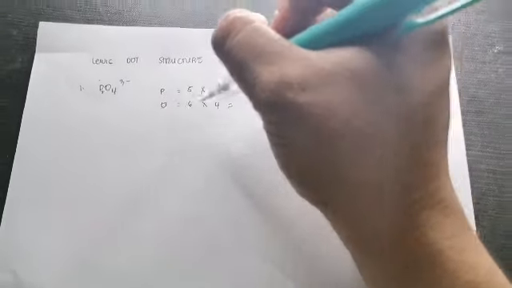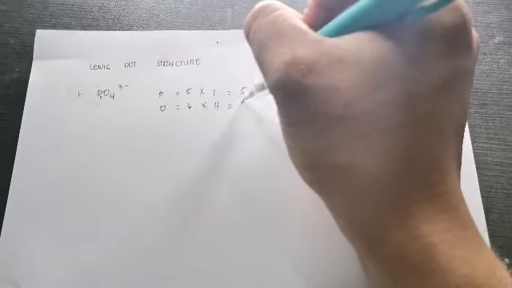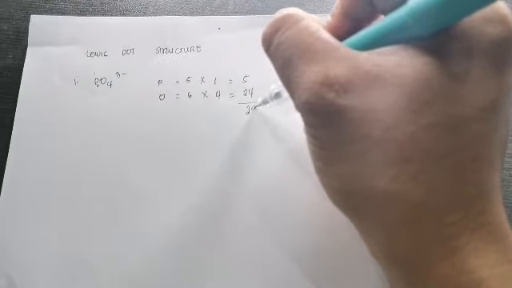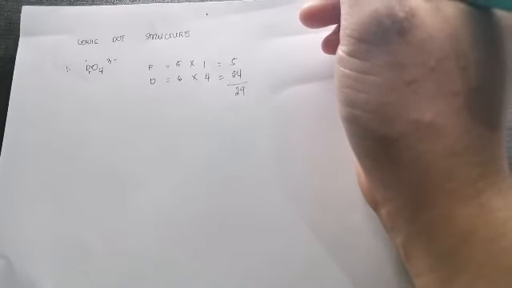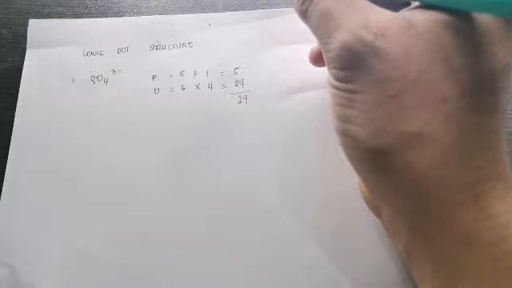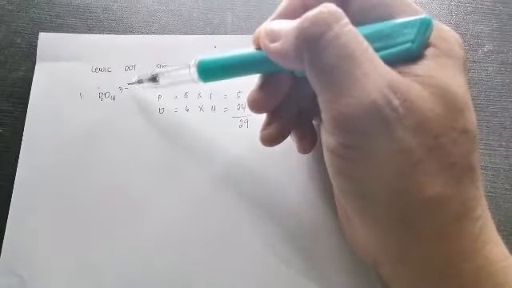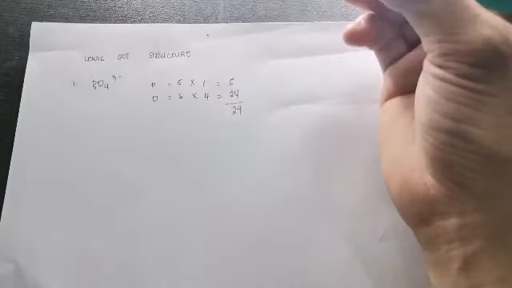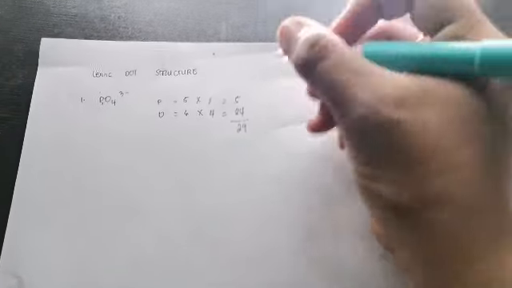Now do the operation. 5 times 1 you have 5. 6 times 4 you have 24. Next is add all the number of electrons. So we have 29. Next is add the 3 negative.